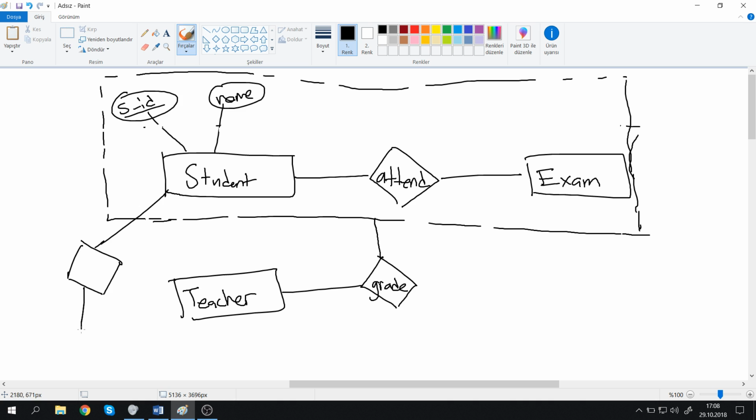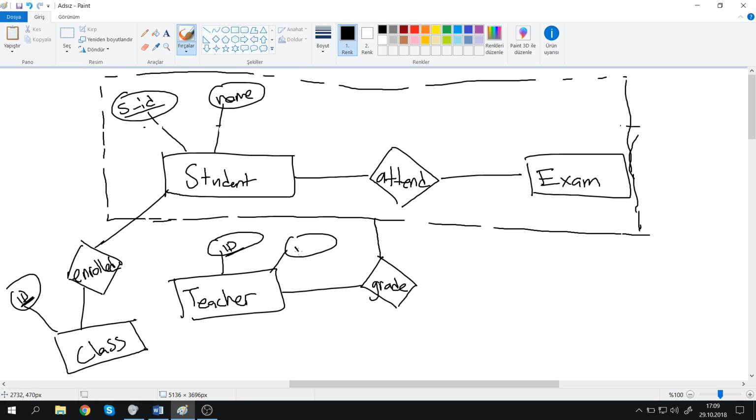So let's say students also enrolled to a class. Class of course has some ID and other attributes. For teachers and exams as well, we have some IDs, names and other attributes. With this aggregation, we guarantee that for a teacher to grade an instance of an exam, a student should first attend that exam.